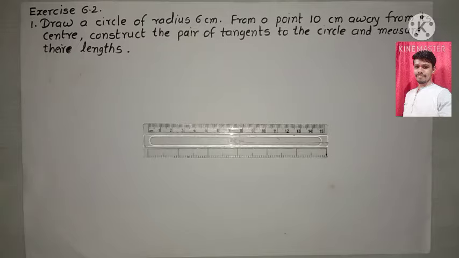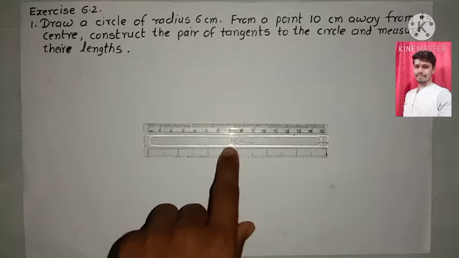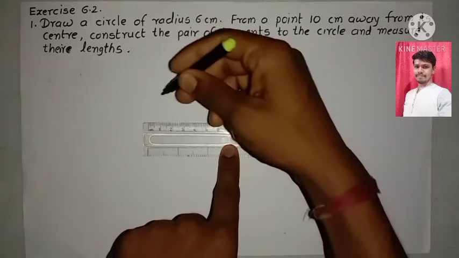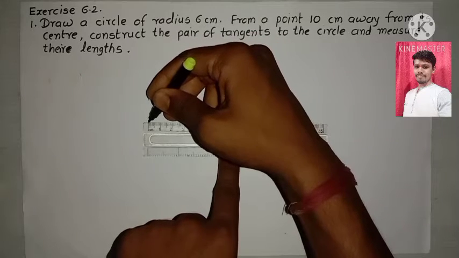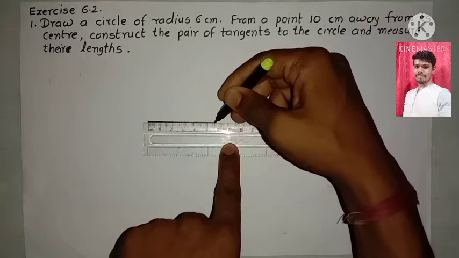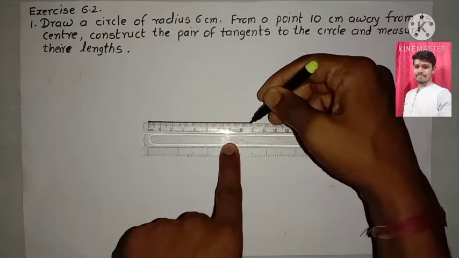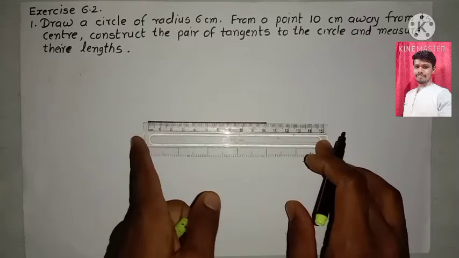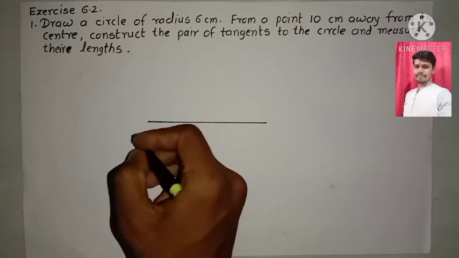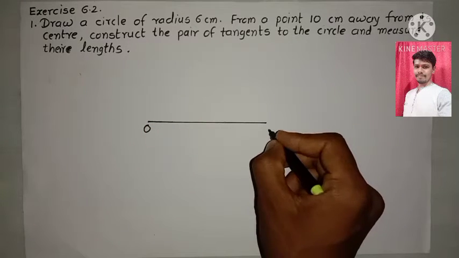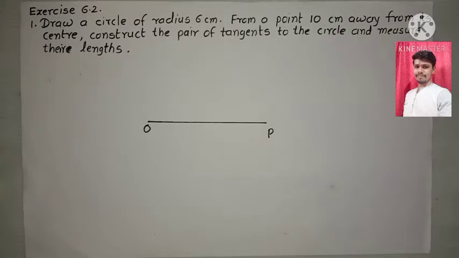Step 1. Draw a 10 cm line segment. Using the scale, mark 0, 1, 2, 3, 4, 5, 6, 7, 8, 9, 10. This 10 cm line segment we have drawn, we name it OP, with endpoints O and P.